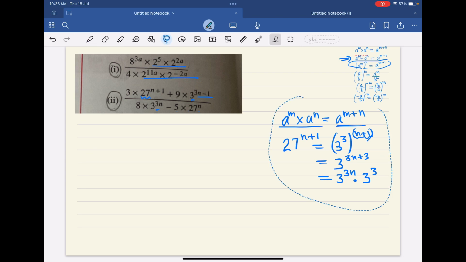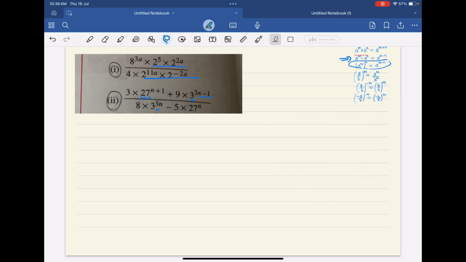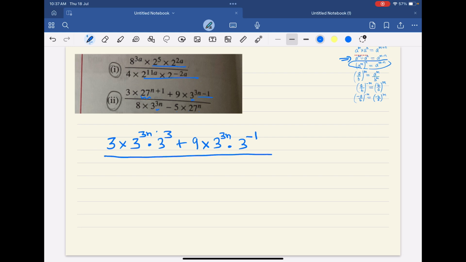So let us go back to the question and apply whatever knowledge we have just now gained. So I am going to write 3 into 3 to the power 3n times 3 to the power 3, which I showed you, plus 9 into 3 to the power 3n into 3 to the power minus 1. Again, I am utilizing the property and writing it in this way.